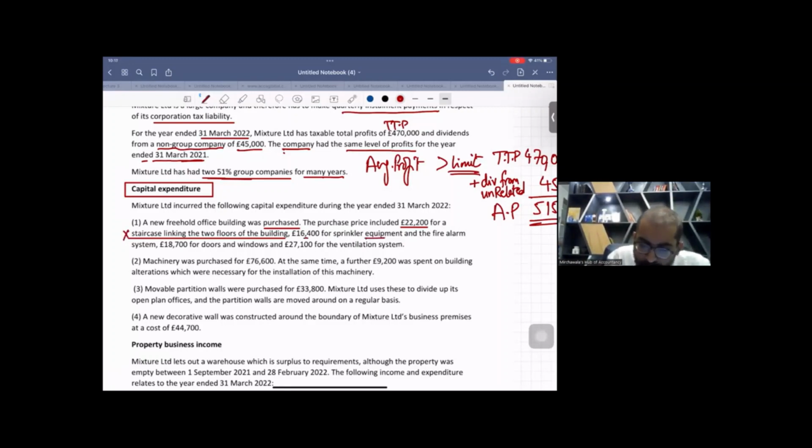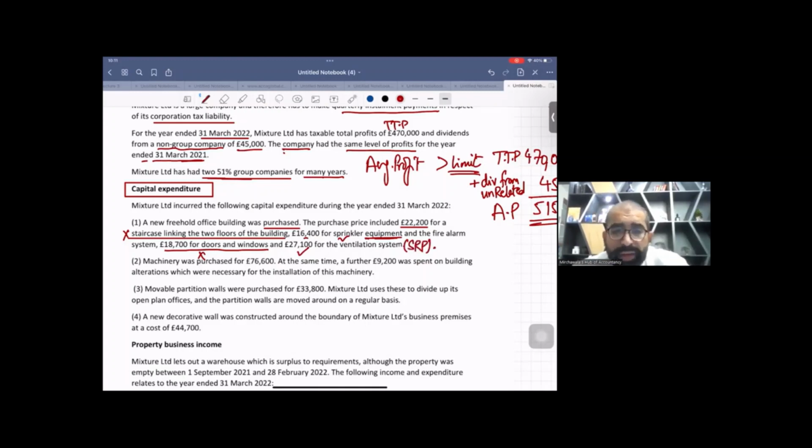16,400 for sprinkler equipment. See the word equipment. Equipment itself is plant and machinery. All equipment is plant and machinery. The firefighting equipment, these all are plant and machinery. Then the fire alarm system, yes, this is part of plant. 18,700 for doors and windows. No, I just told you doors and windows are part of the building. Remember? Then 27,100 for ventilation system. Yes, this is part of SRP, the special rate pool we have done in the question.